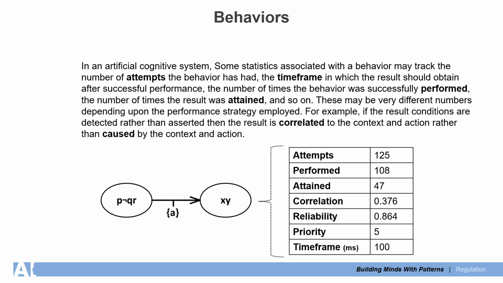In an artificial cognitive system, some statistics associated with a behavior may track the number of attempts the behavior has had, the time frame in which the result should obtain after a successful performance, the number of times the behavior was successfully performed, the number of times the result was attained, and so on. These may be very different numbers depending upon the performance strategy employed. For example, if the result conditions are detected rather than asserted, then the result is correlated to the context and action rather than caused by the context and action.